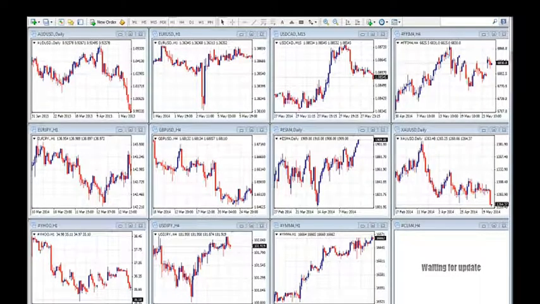Okay guys, so here's my MT4 platform, and what we're going to do here, we're going to go through some of these currency pair charts just to look at some trending markets, some ranges, some chop, and to make the difference between a true range, a choppy price action, and what can be considered as a range but would be better considered as a continuation pattern.